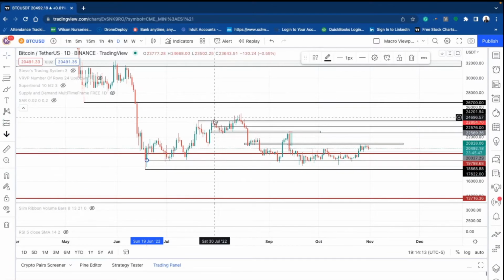Top end of the range, wicked rejection into demand, bought back up, clear some of these highs, deviation back below, and then we got the huge sell-off, and then we saw 18,700. We saw 18.5, 18.2. We still haven't cleaned out the low made on June, what is that, the 18th?